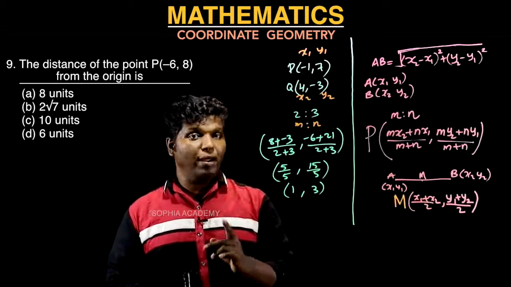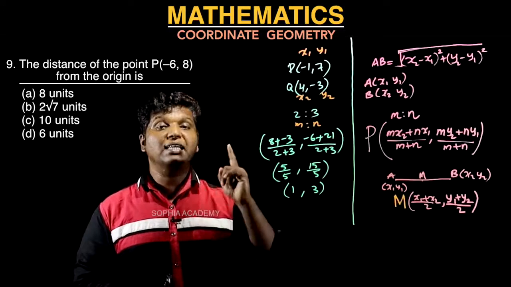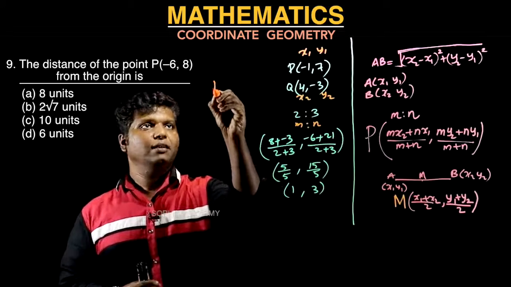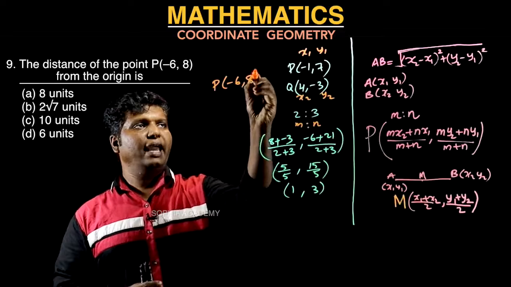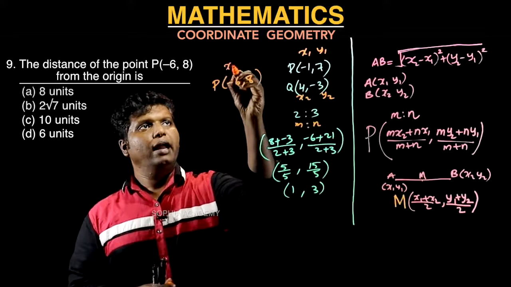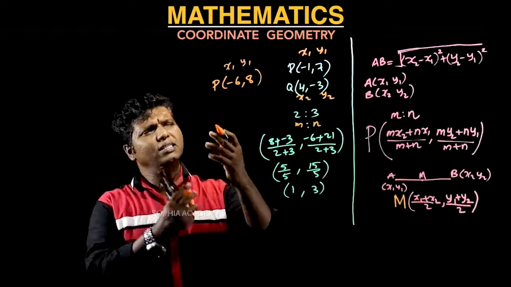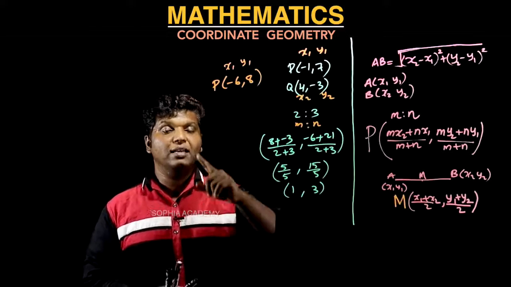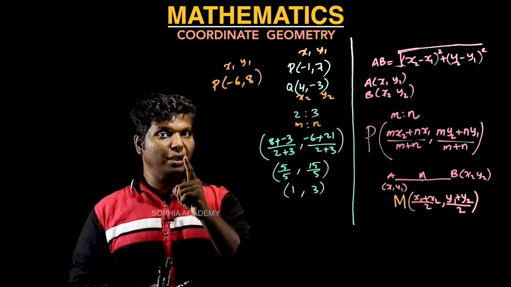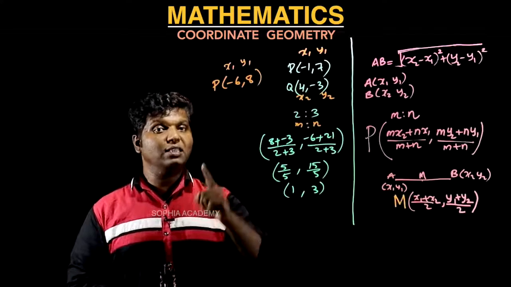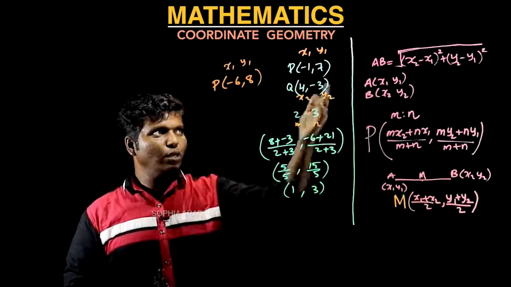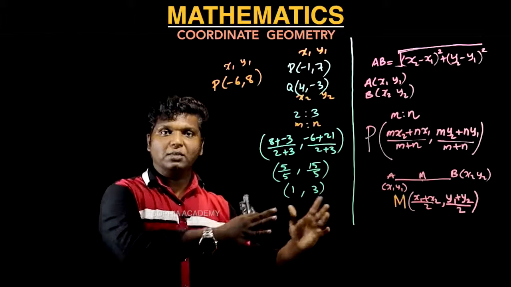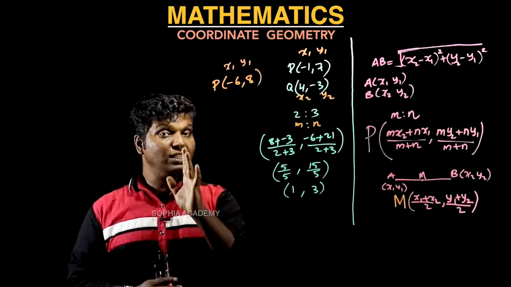The distance of the point P(-6, 8) from the origin is. So P(-6, 8), this is your x1 and this is your y1. Just imagine that that's your x and y. Whenever you want to find the distance from the origin, keep this in your mind: there is no need to write the equation and do all the sums using the distance formula. I will tell you a very simple method.